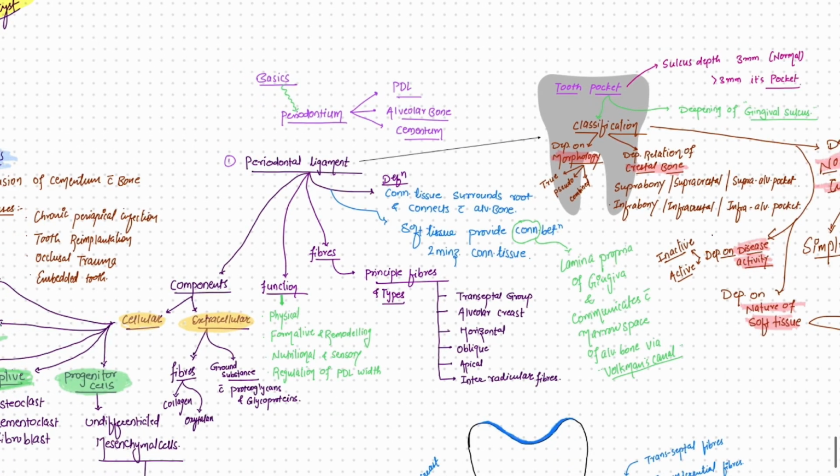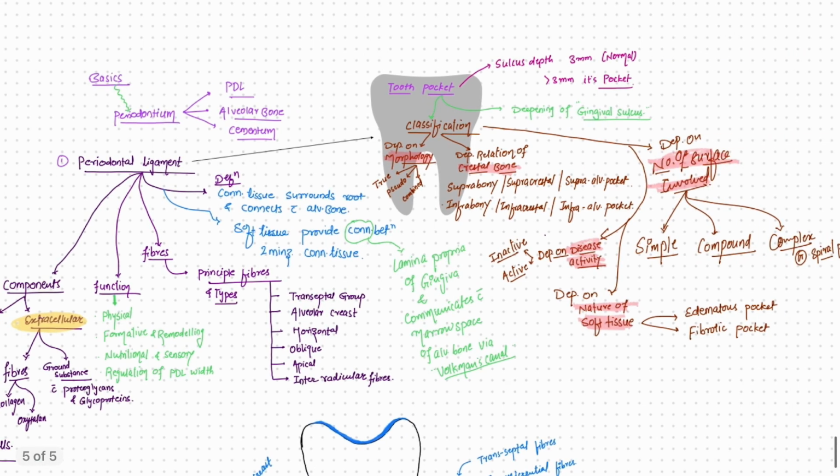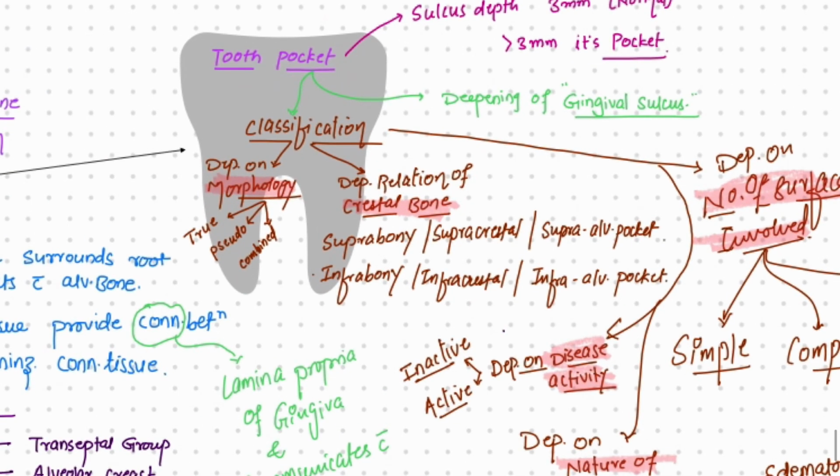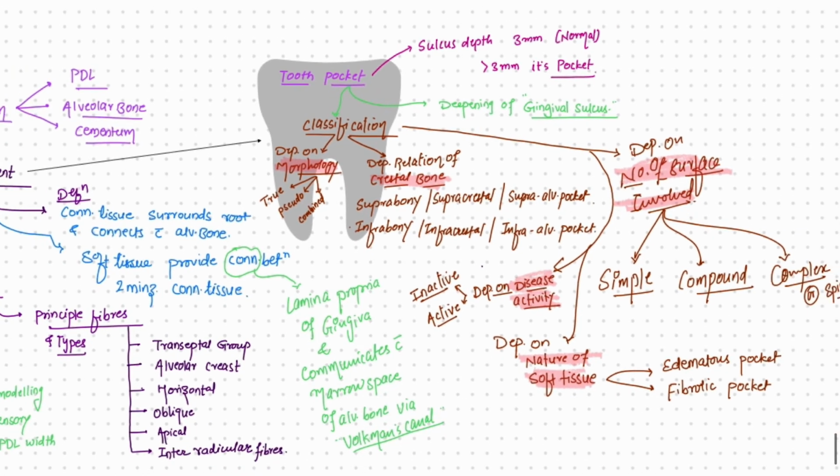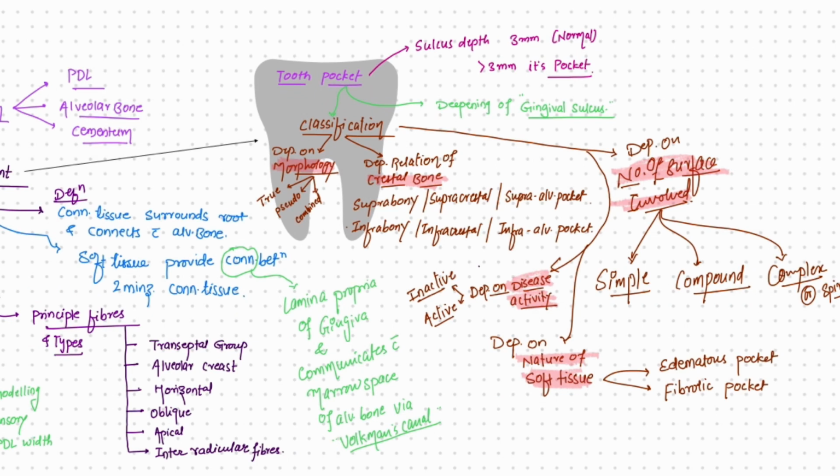Now, as we have seen all the basic terminologies and all the basic components of the periodontal ligament, let's deep dive into its pocket formation. So, what is a pocket? It's a sulcus depth. Normally it is 3 mm, but more than that is said to be a pocket. Now, in the tooth pocket, the general definition depends on the gingival sulcus. How much is the gingival sulcus depth?